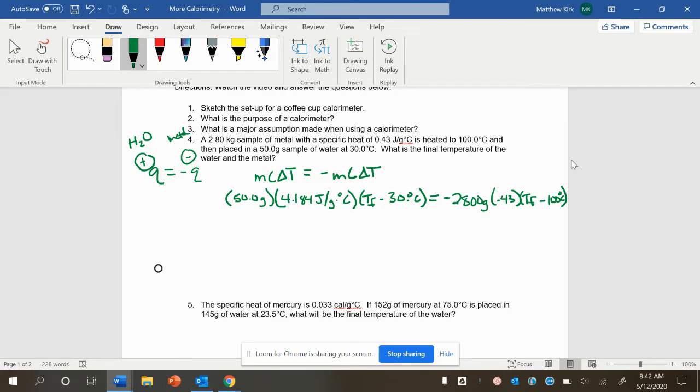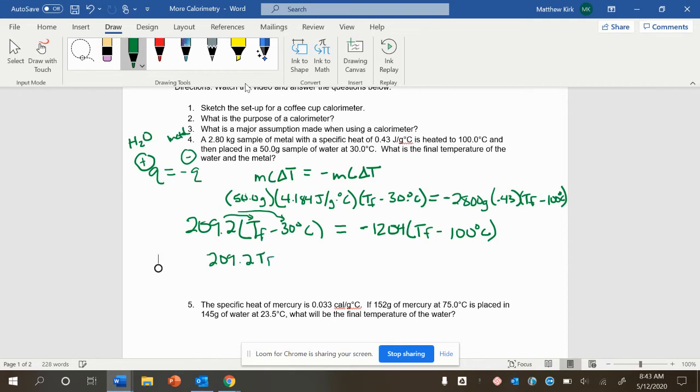All right. So at this point, it's a lot of math. And the first thing that I would do is just multiply my mass and specific heat on both sides. So 50 times 4.184, I get 209.2 times our final temperature minus initial temperature of the water, which is going to equal negative 2800 times 0.43 for the metal, negative 1204, times the final temperature minus that initial temperature of 100 degrees for our metal. So after I multiply mass times specific heat, now I'm going to go ahead and distribute on both sides.